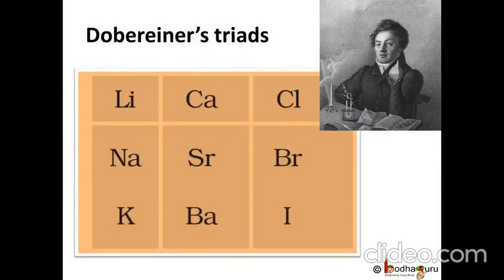You know, in the year 1817, Johann Wolfgang Döbereiner, a German chemist, tried to arrange the elements in groups of threes and called those triads. When the elements in a triad are written in the order of atomic masses, the atomic mass of the middle element seems to be roughly the average of the other two elements' atomic masses. But he only managed to find 3 such triads based on similarities in properties.